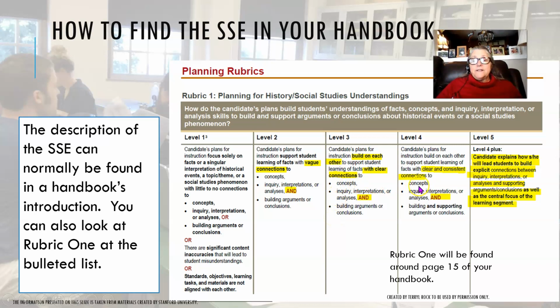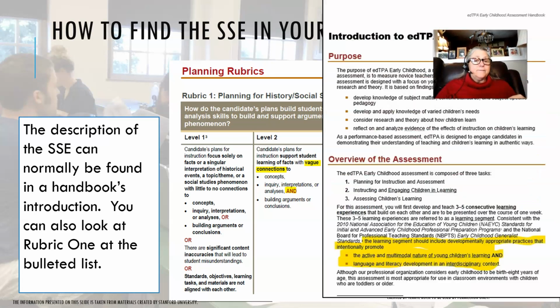This is the History and Social Studies Handbook for Secondary Ed. And so their SSEs are concepts. They're actually facts and concepts. Inquiry, interpretations, analysis, building and supporting arguments or conclusions. So basically the basis of a good history lesson is going to be built upon facts and concepts, the students using inquiry, interpretations, or analysis, and building and supporting arguments and conclusions. That might not be in every lesson, but it should be in every learning segment.